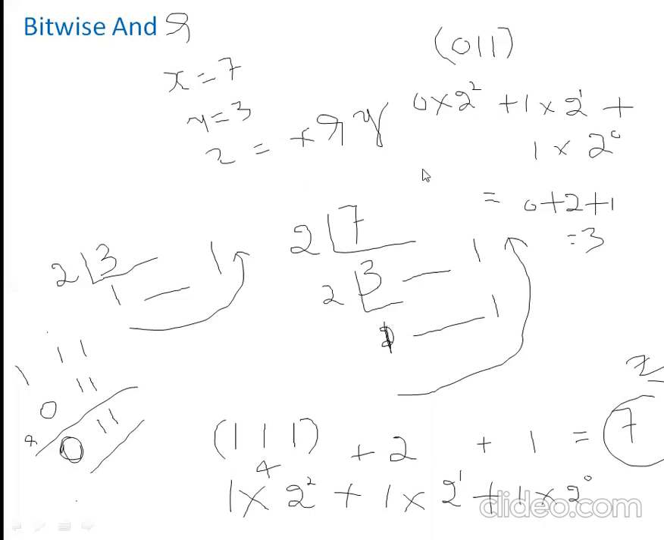Let us see one more example. Note down a equal to 7, b equal to 9, c equal to a bitwise AND b. Okay, let us do this yourself.